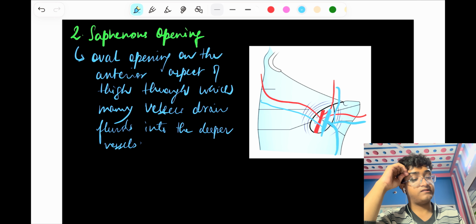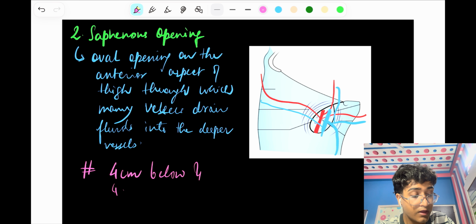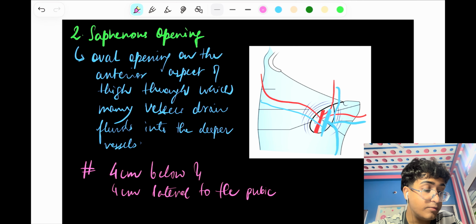So there is an important point about the saphenous opening. If you are asked to show where the saphenous opening is, you have to show that it is 4 centimeter below and 4 centimeter lateral to the pubic tubercle.